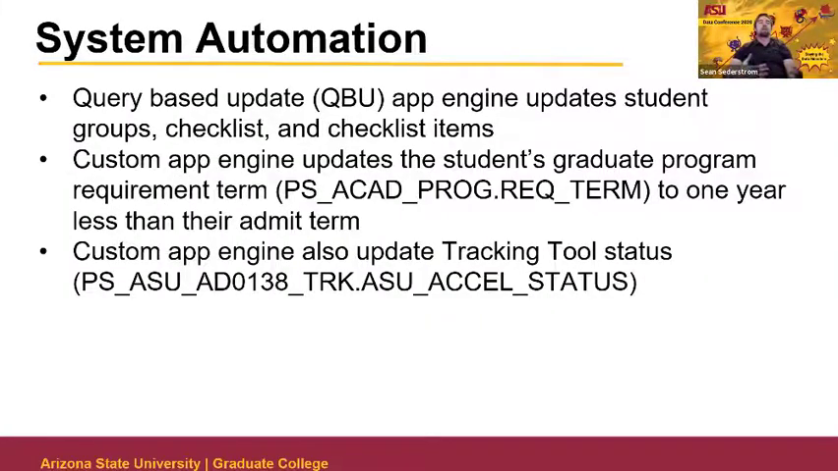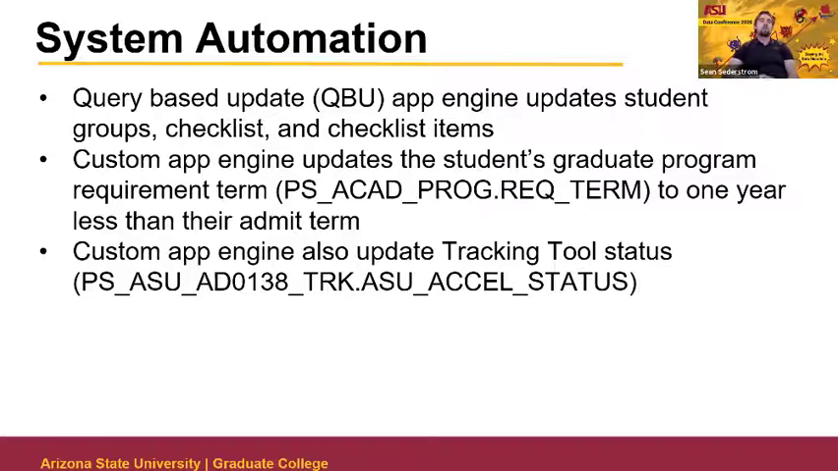Okay, so again, like I mentioned before, this is kind of how we do the system automation. There are actually 3 different processes that run to do this automation for us: 2 KUBUs, and the custom app engine that we created earlier this year. The KUBUs update the student groups as well as the checklist items. And then the app engine that our team created actually does 2 things. One, it updates the student's graduate requirement term.